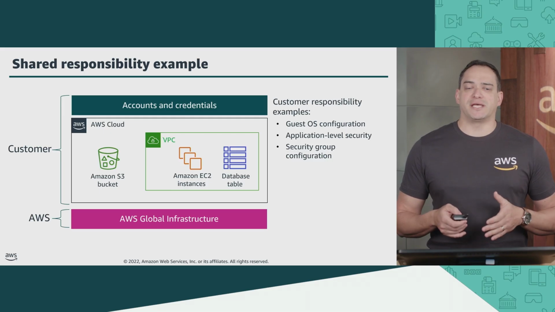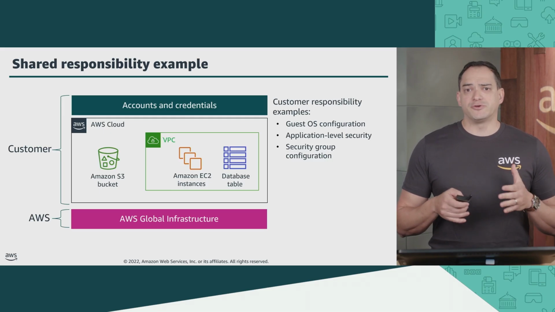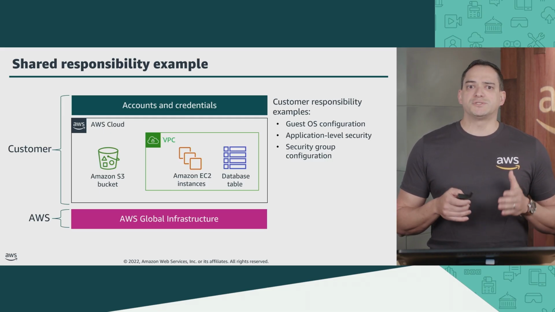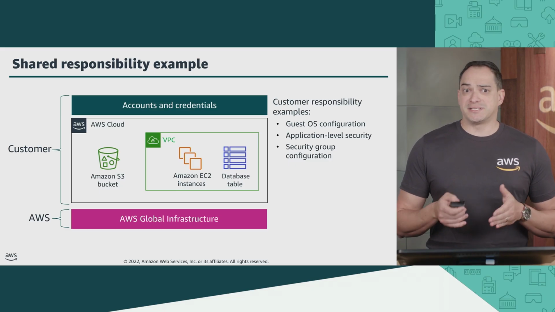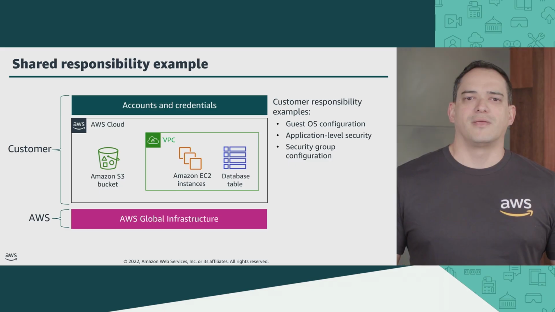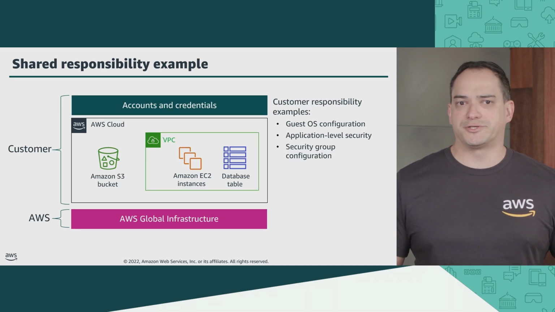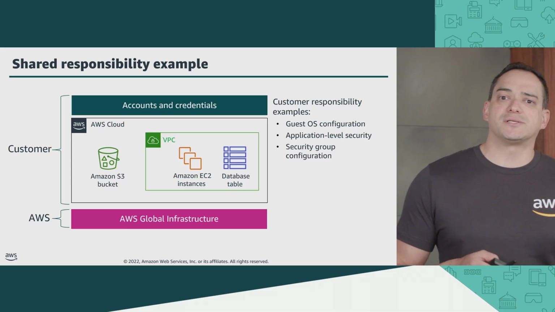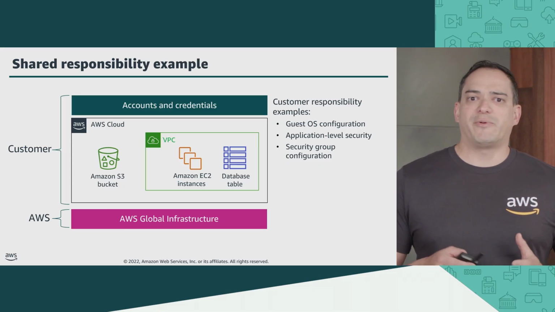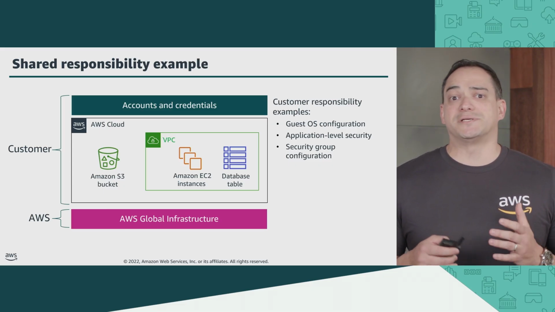In this scenario, AWS is responsible for protecting the global infrastructure, which contains the physical servers that host the virtual machines and storage hardware. These virtual machines and storage hardware host your S3 bucket, EC2 instances, and database instance. AWS is responsible for the security of the physical networking infrastructure that ensures that these components can be accessed. AWS is also responsible for the security of the hypervisor layer that hosts the EC2 instances.